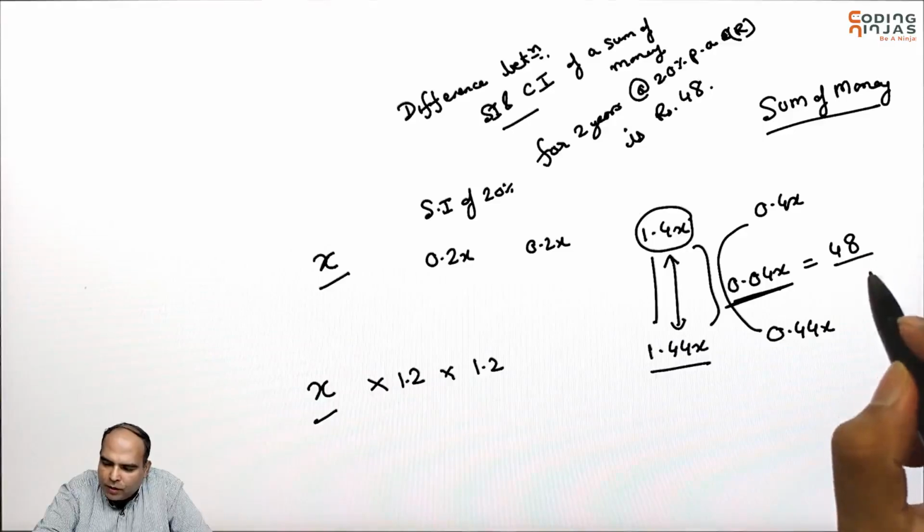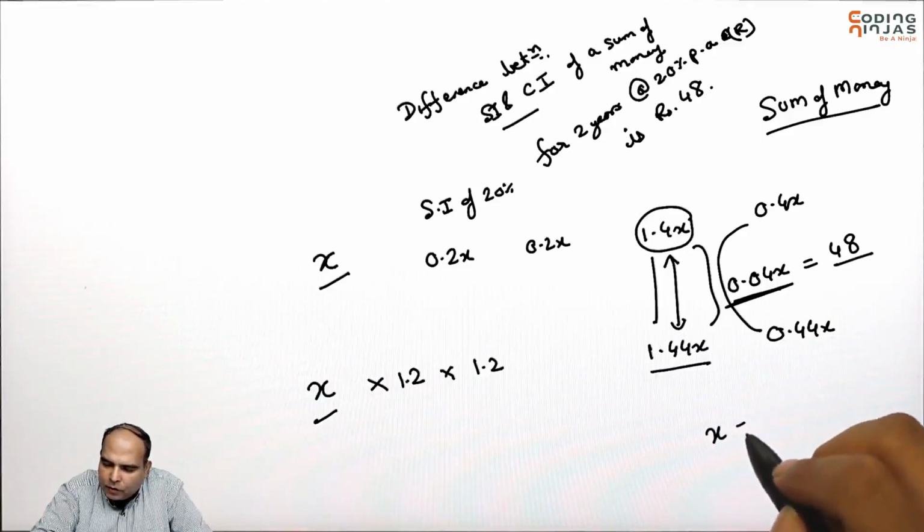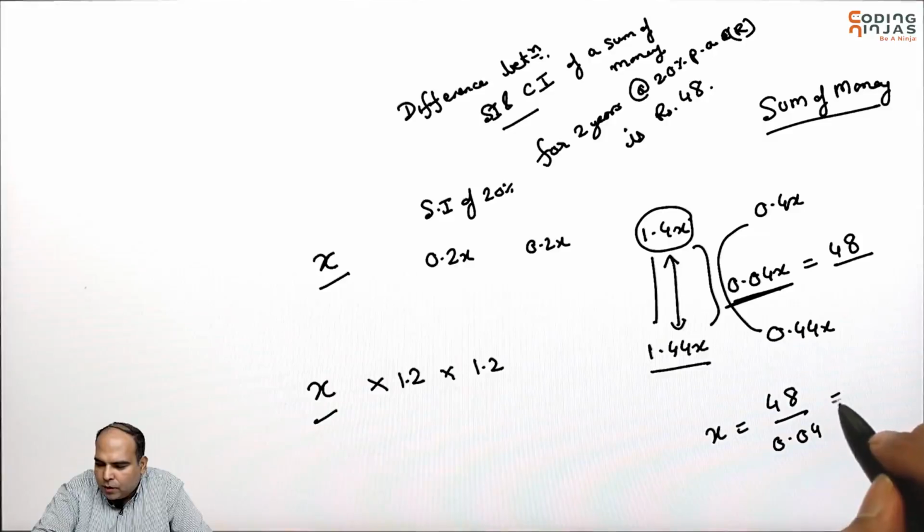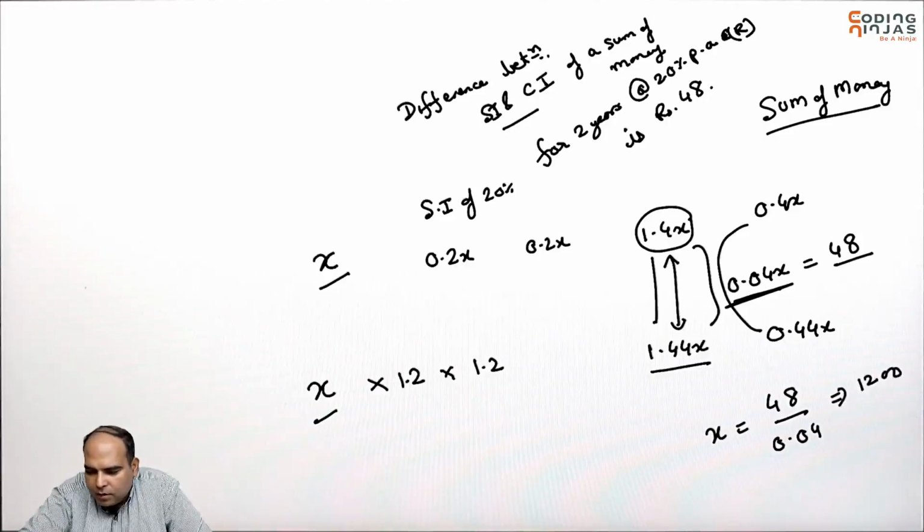0.04x is equal to 48, and now when you solve for x, you will get x is equal to 48 by 0.04, and this is going to become equal to 1200 as the value of x. So that's one way of doing it.